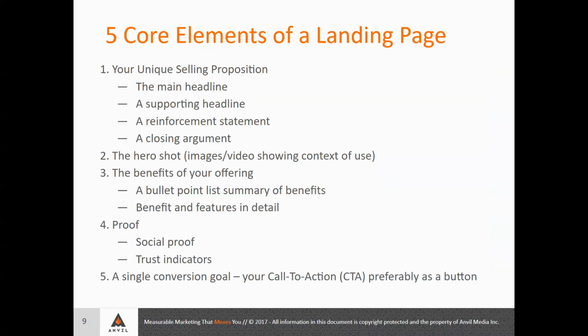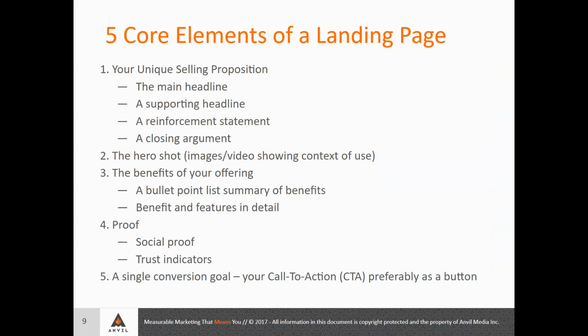And the next one is showing the benefits of your offering: a bulleted list of the summary of benefits, and then benefits and features in detail. The detailed section could be anywhere from a couple sentences to a few paragraphs, depending on the audience and your testing. If you tested the length of the copy on the page, it could be longer or shorter. Typically, we stick to about a paragraph, but depending on the content and your audience, it may make sense to make it longer.